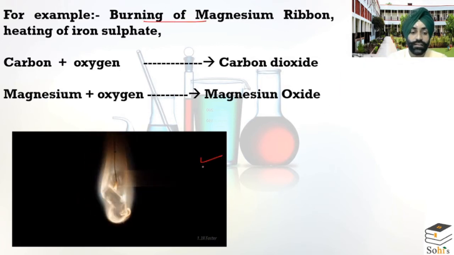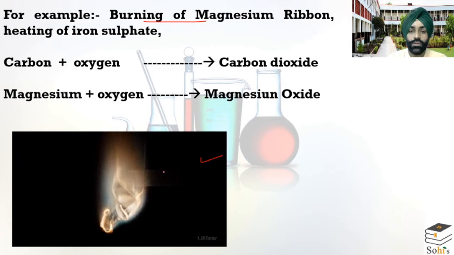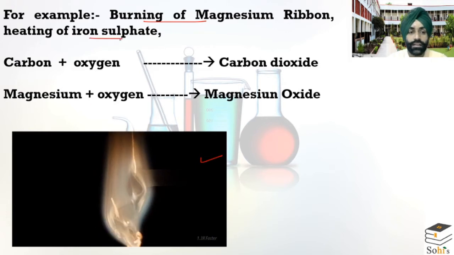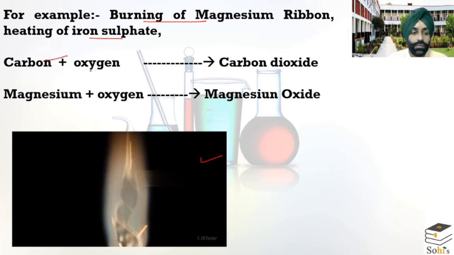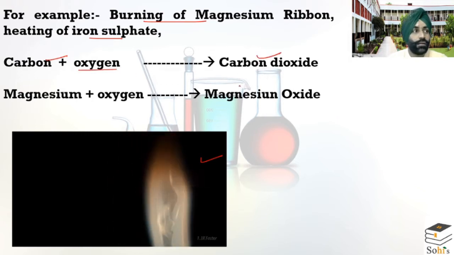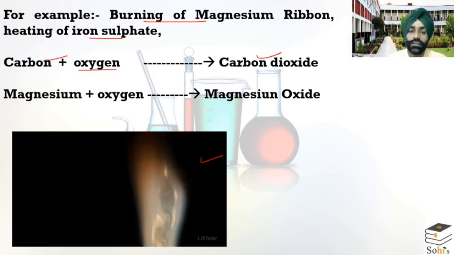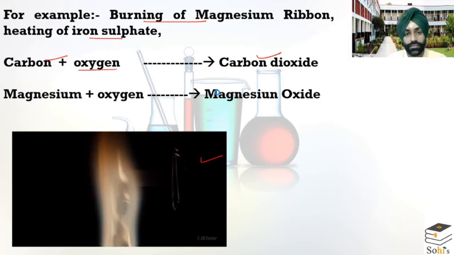You can see in this diagram, in this picture, this is the burning of magnesium. Heating of the iron sulfate. Carbon, when it combines with oxygen, gives carbon dioxide. These are the examples of chemical reactions.